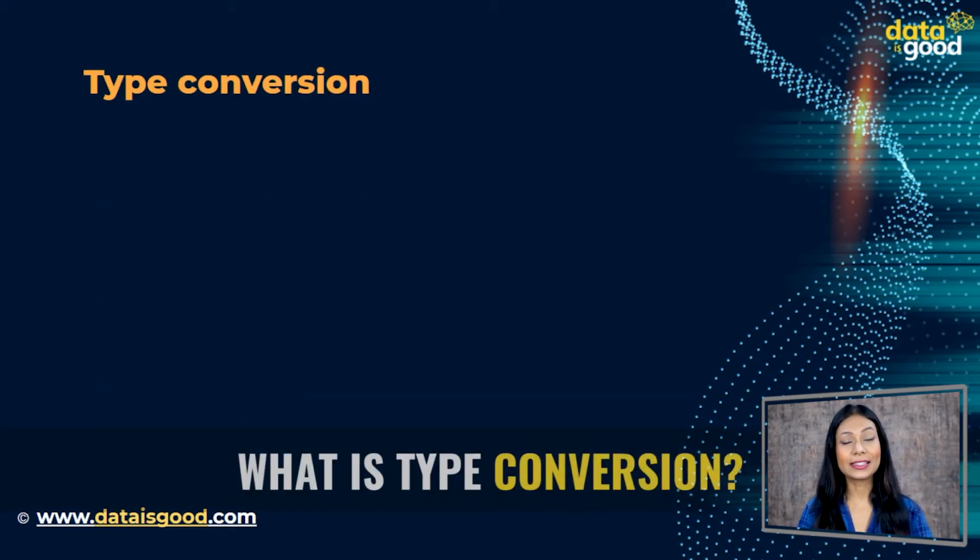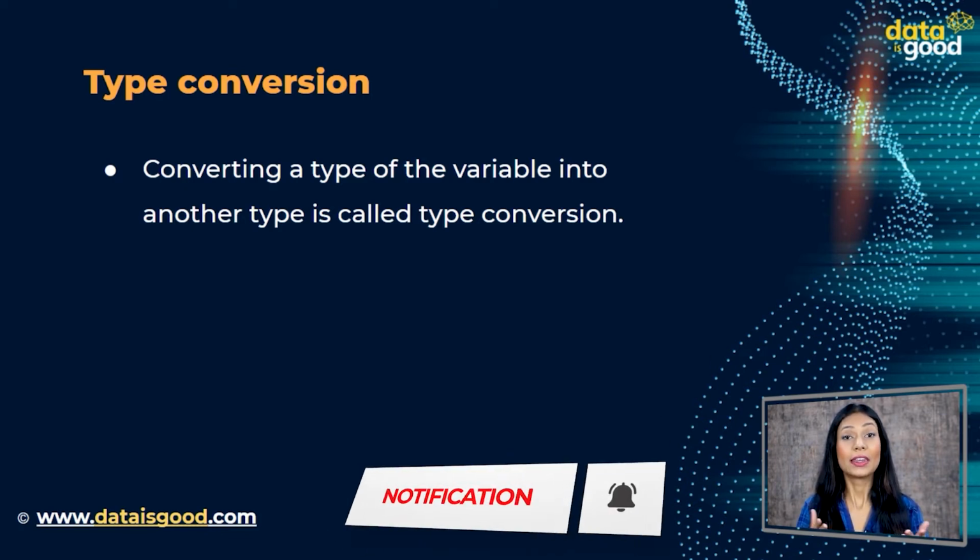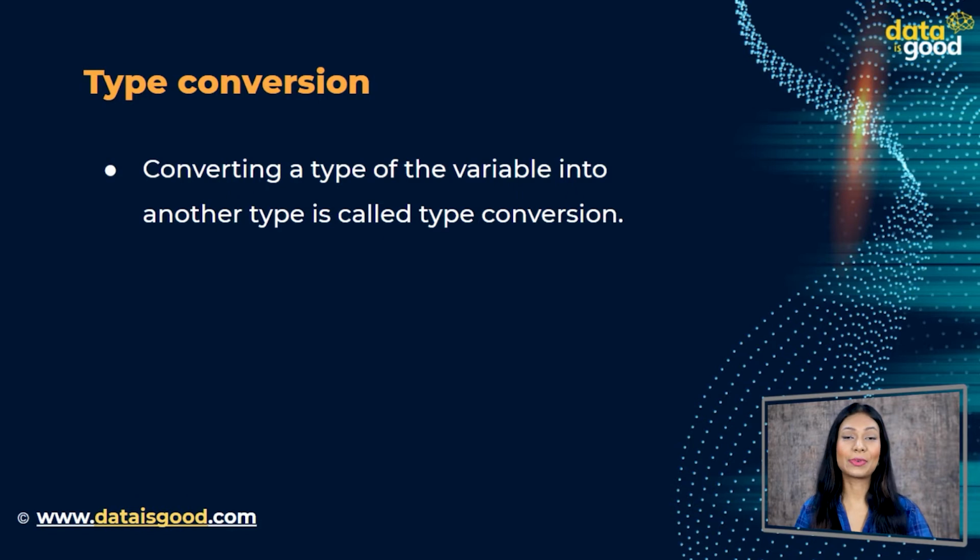First, the question is, what is type conversion? Converting a type of variable into another type is called type conversion. For example, you can convert a string into a number or a number into a string. Now let us see how we can do type conversion. Converting into string type. We can convert any data type into a string type. Let us see how we can do that.